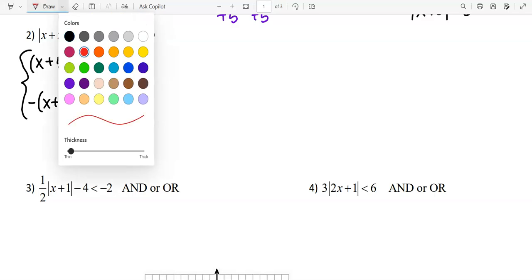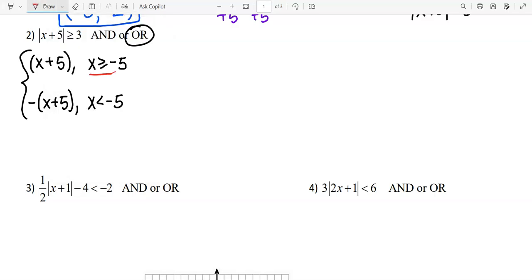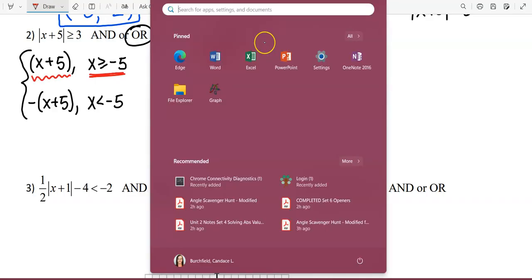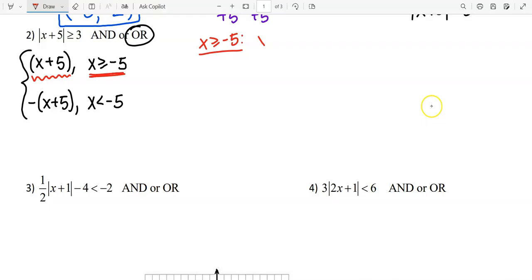From there, for my first equation, I'm going to take my first domain and say x is greater than or equal to -5, dot, dot, underline. And then I'm going to take my first piecewise and say, okay, x plus 5. And then I'm going to take the right side of my original inequality, which was greater than or equal to -3. And that's what we set up.